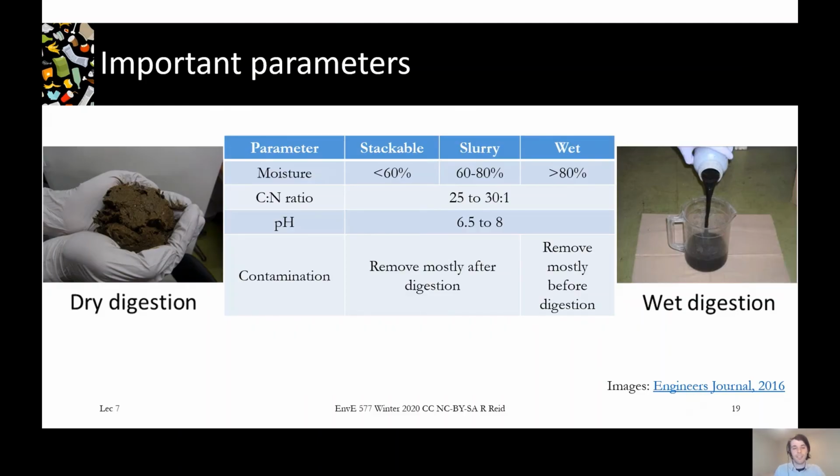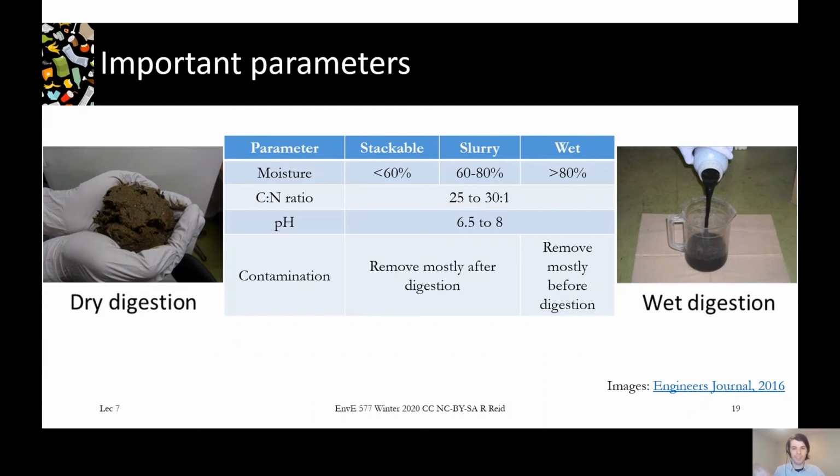So the plant we were just looking at is a wet AD facility. If you look at the photo on the far right, that's the type of material that would be in those big tanks. It's pretty soupy looking. We can go a little bit drier than that in a high solids or slurry system. So that's more like an oatmeal kind of texture, 60 to 80% moisture. And then we can go even drier. So something that's really comparable with what would be going into a compost process with a stackable system. And we'll talk about how each of these differs in the reactor design.